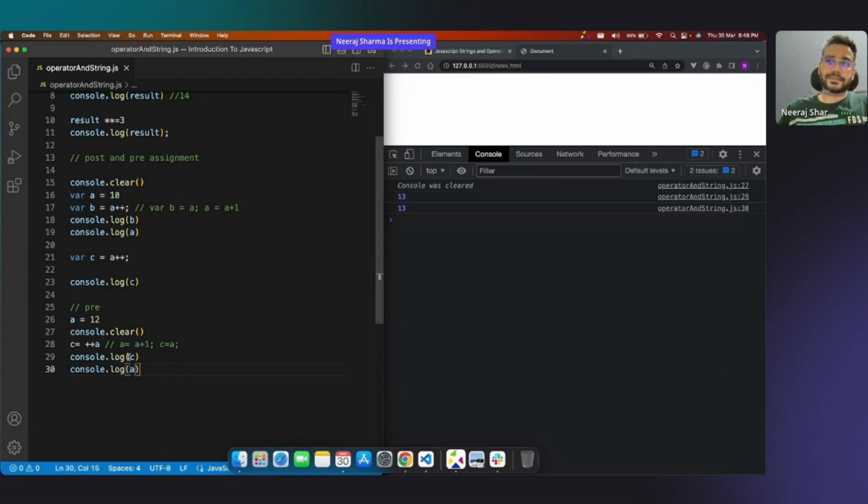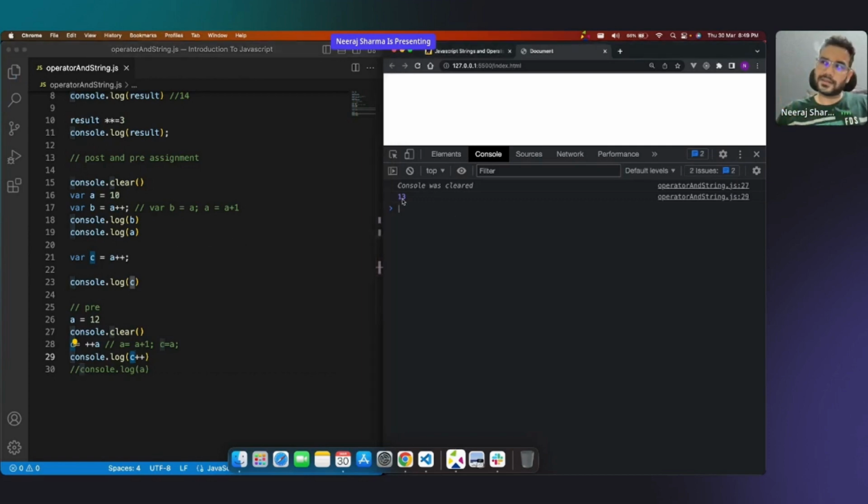Similarly, instead of saying console log C, if I say console log C++, then what will be the value? C++. Postfix. Post we are doing. Value is 12. C 13. Here C, which is what? So first C will get assigned and then the value will come, right? 13 will be the value.